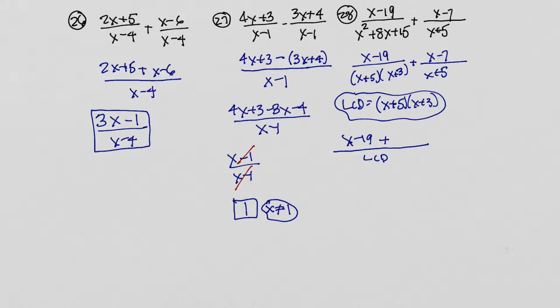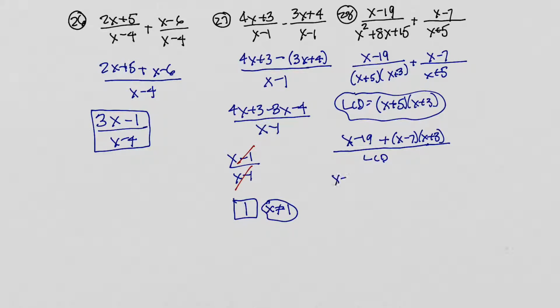Plus, now let's look at this fraction over here. The original denominator was x plus 5, but now we're making it x plus 5 times x plus 3. You can see just by comparing here that the original x plus 5 is being multiplied by x plus 3, so to keep things balanced, we're going to have to multiply the top by x plus 3. So we're going to have x minus 7 times x plus 3.